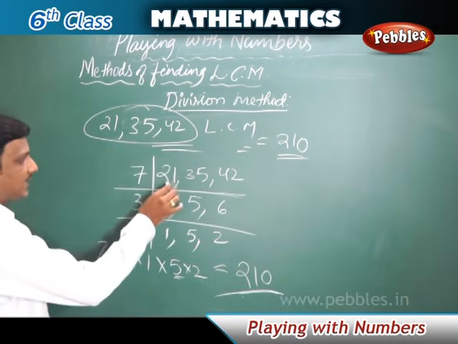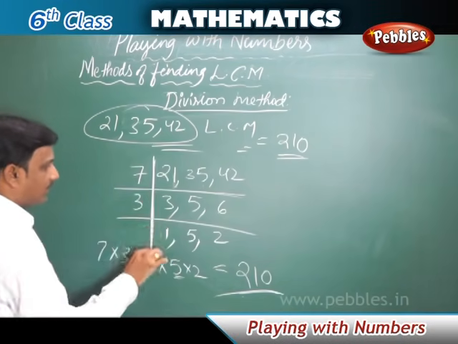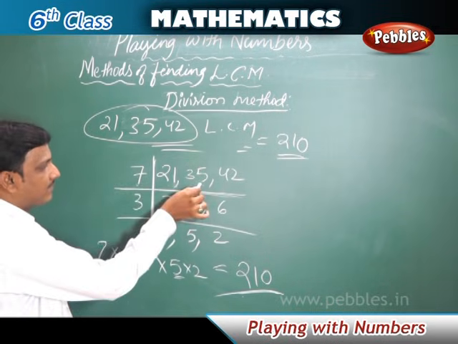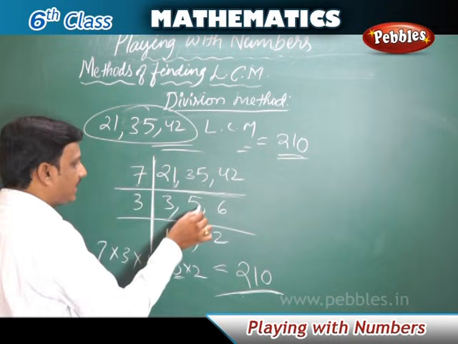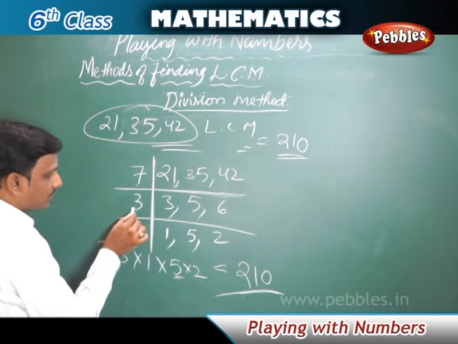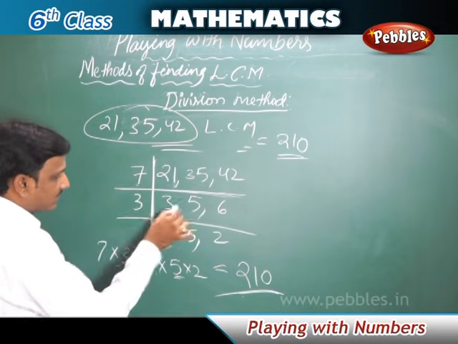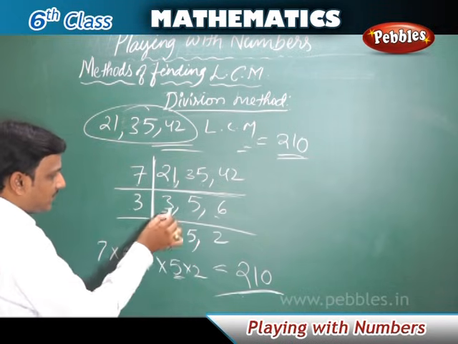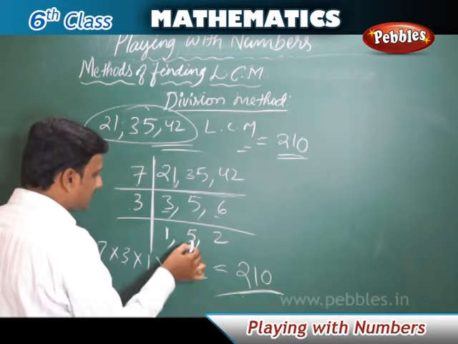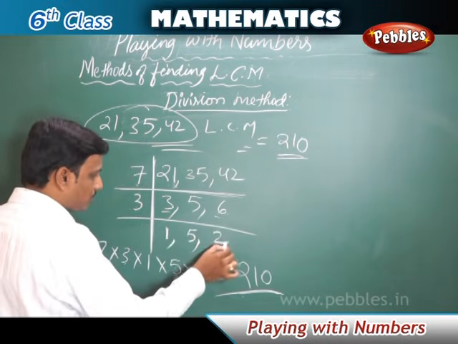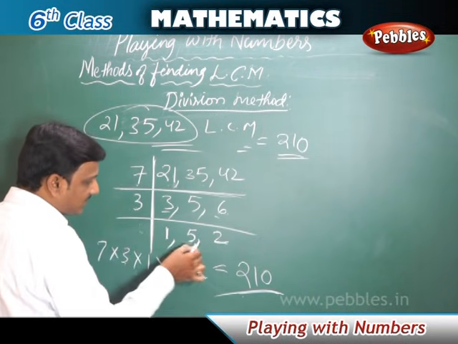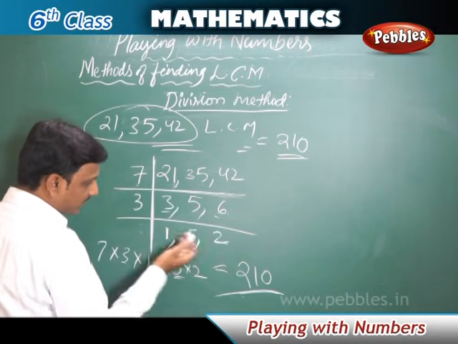So here we arranged the given numbers horizontally, and we have taken the least prime number which divides at least 2 numbers, but here it is dividing all the 3 numbers. We wrote it here, and we have taken one more prime number which divides at least 2 numbers. 3 divides 3 one time, and 3 does not divide 5, so we have written the 5 as it is, and 3 divides 6 two times, so we have written 2. Now here we don't have any other prime number which divides at least 2 numbers. So no prime number can divide any 2 numbers here.